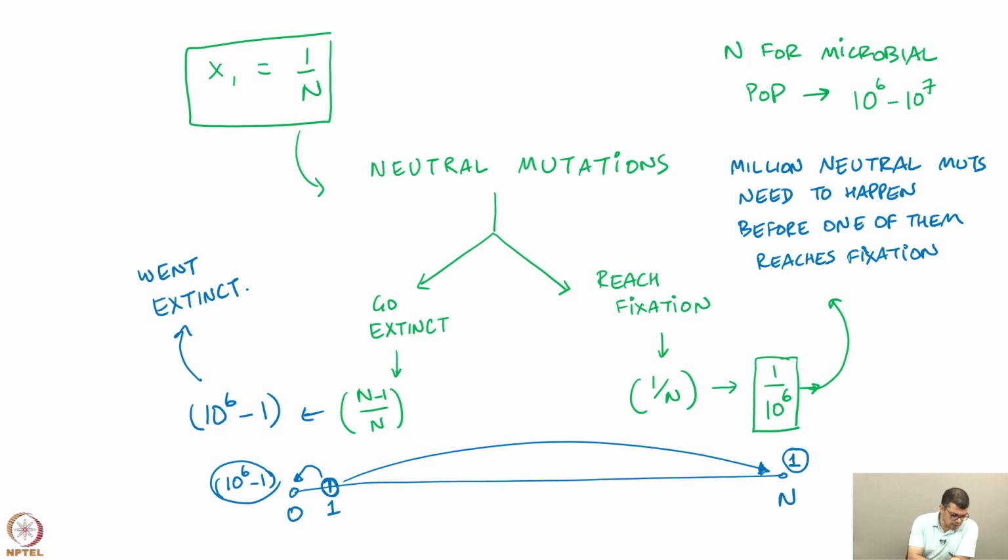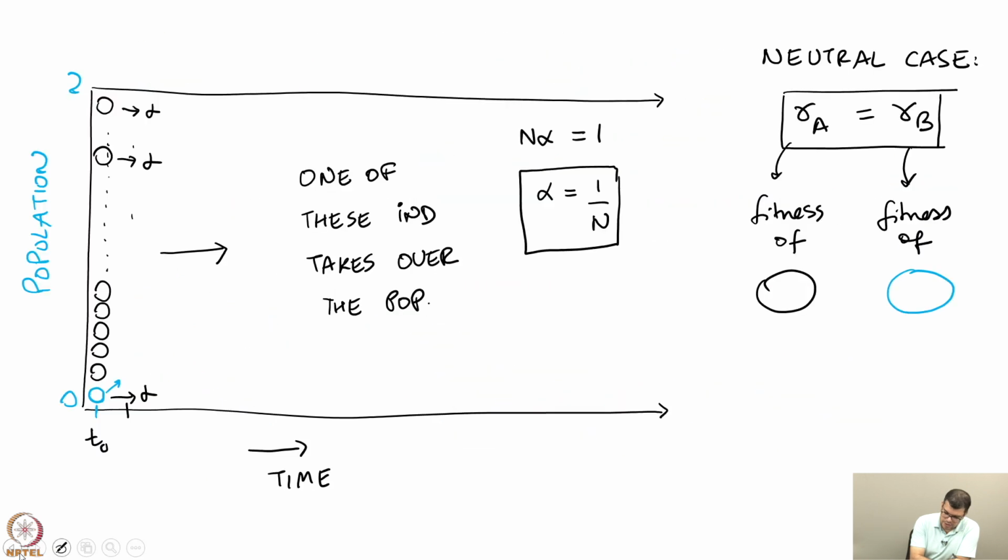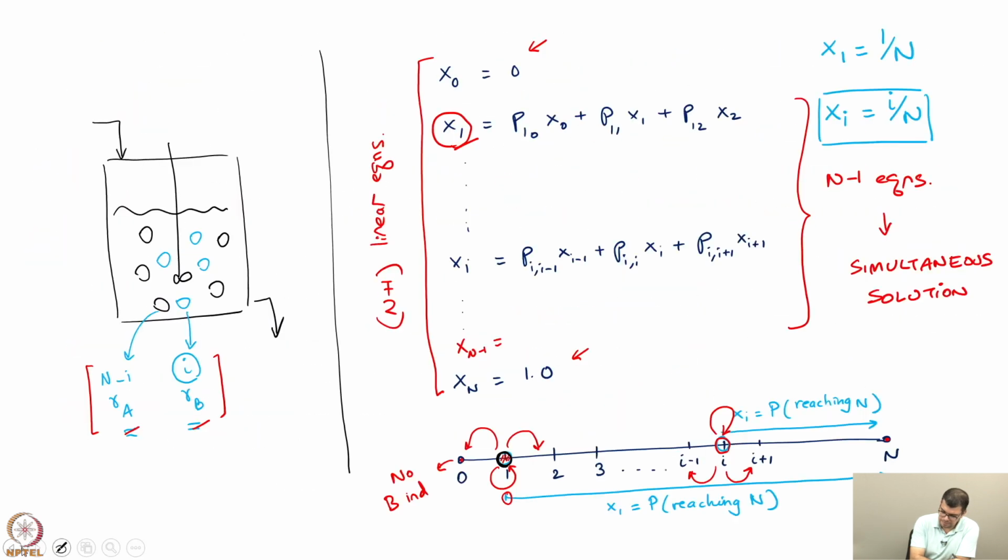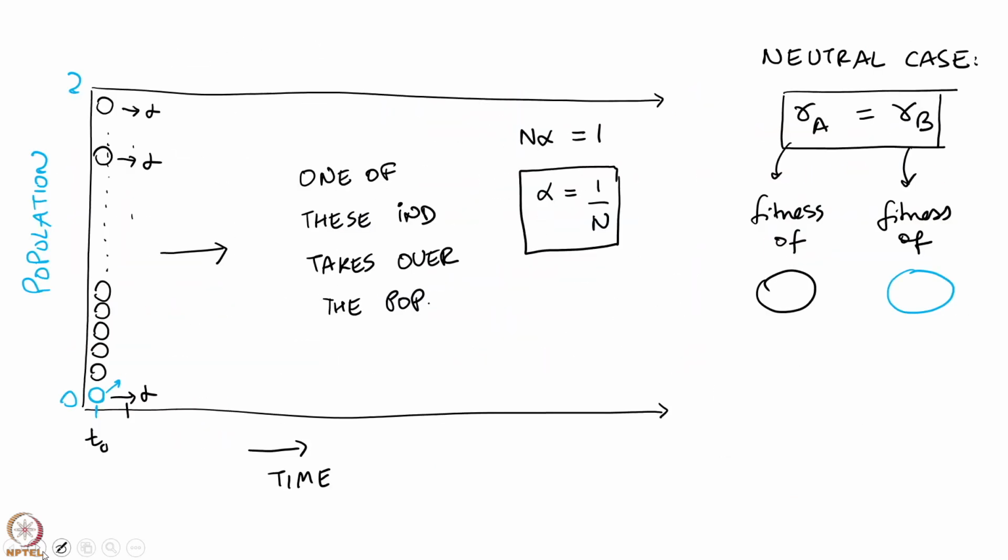So, if you are working out these equations, and solving these equations to arrive at these probabilities, then you will need expressions for these pi i and pi i minus 1 and so on and so forth. Let us quickly derive them for this neutral case, so that should you be interested, you can derive these yourself.